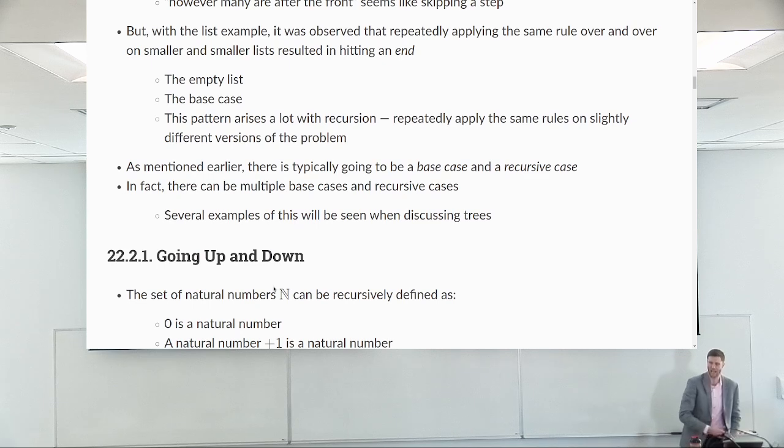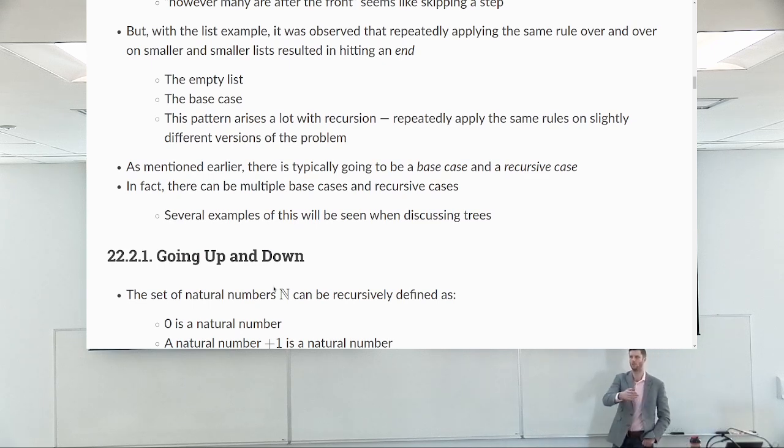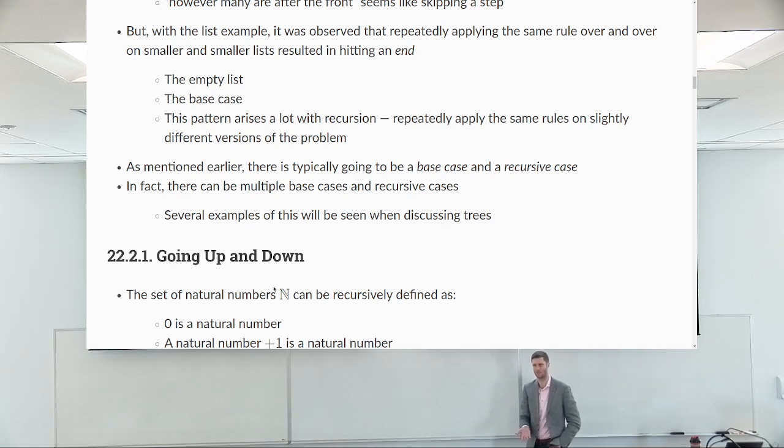So we kept going down until we got to empty. With the empty list, we kept going down until we got to an empty list. With the group of people, we kept going down until we hit that hard base case of, well, 2 people is a group of people. Why? Because it says. Now, it's going up and going down.